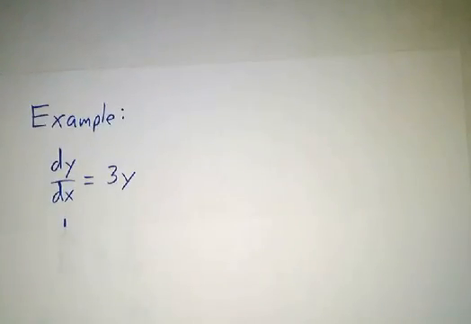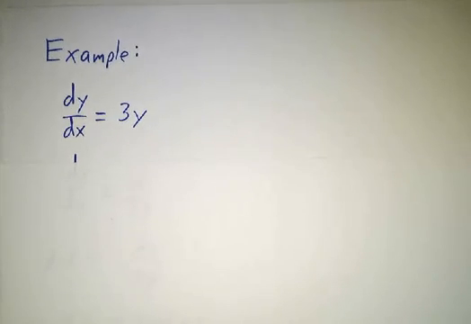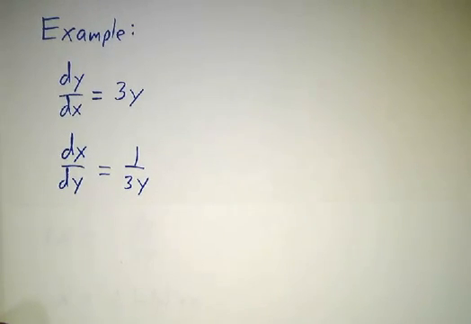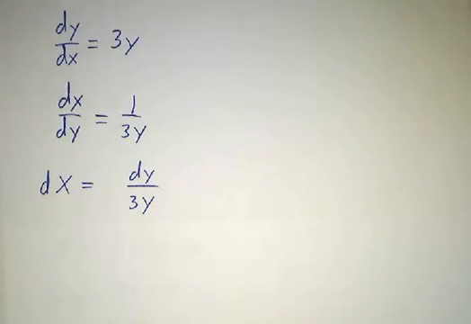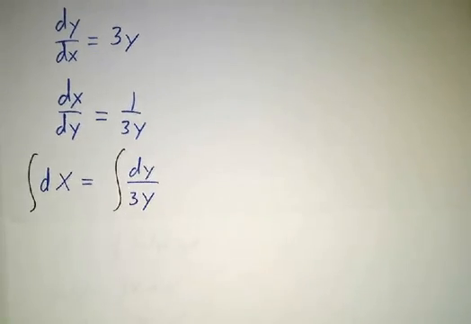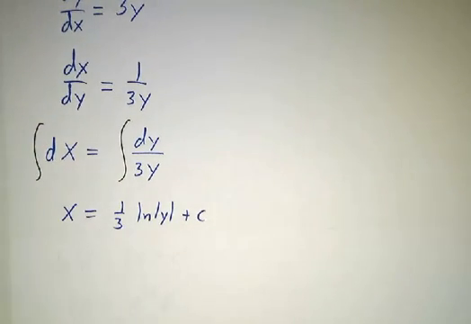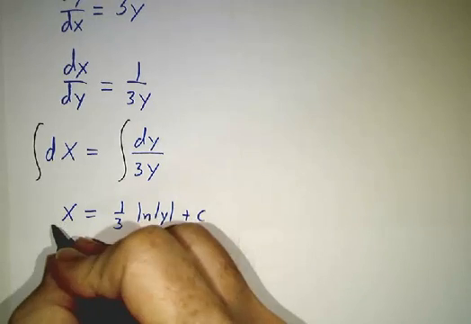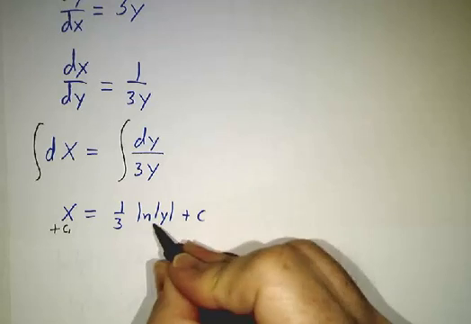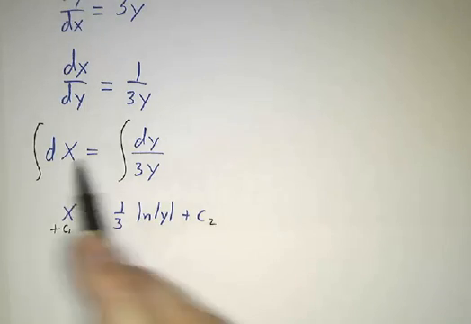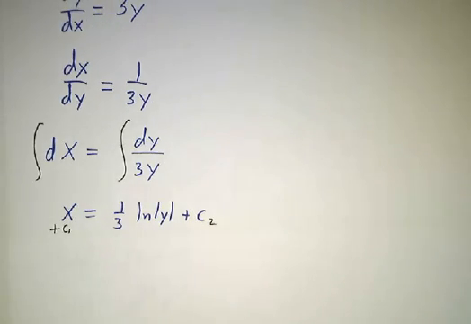So, for example, let's look at the differential equation dy/dx equals 3y. So that means dx/dy is 1 over 3y. So dx is dy over 3y, and we integrate both sides, and we get x is 1/3 natural log of the absolute value of y plus a constant. Now really I should have said x plus a constant is 1/3 natural log of y plus some other constant, because when we integrate here, we have a constant of integration, and we integrate here, we have a constant of integration.